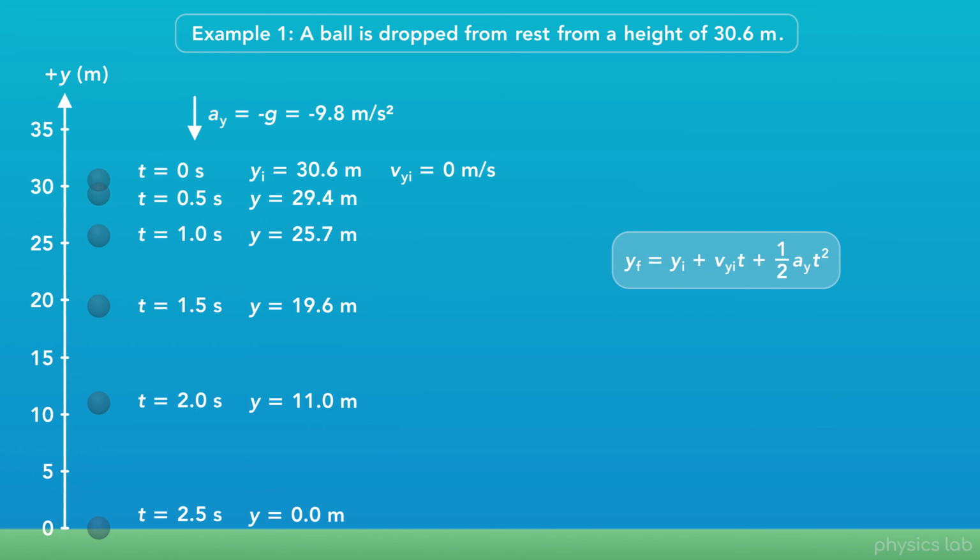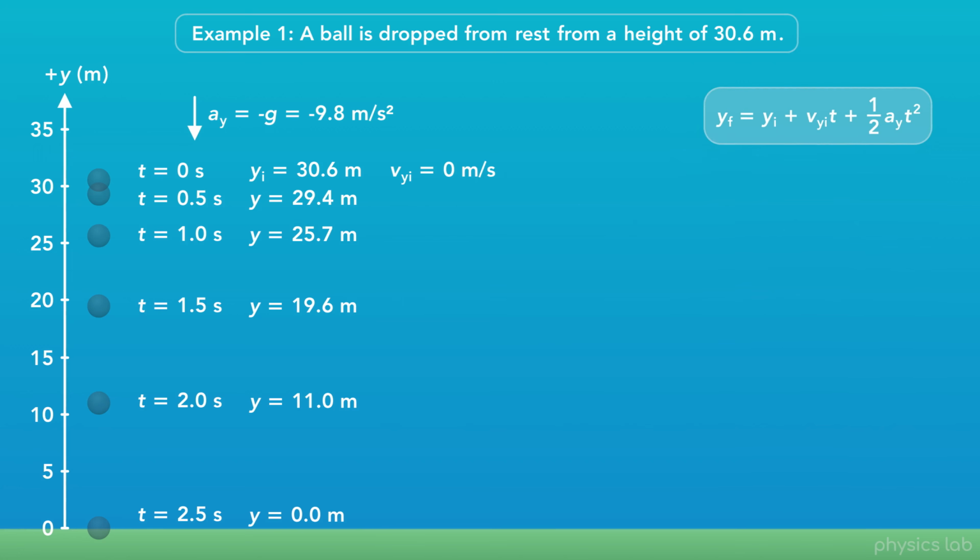Notice how the equation is giving us smaller values for y as time increases. The right side of the equation starts with 30.6 meters, the initial velocity is 0, and the acceleration is negative, so we're subtracting from the 30.6 meters as time increases.